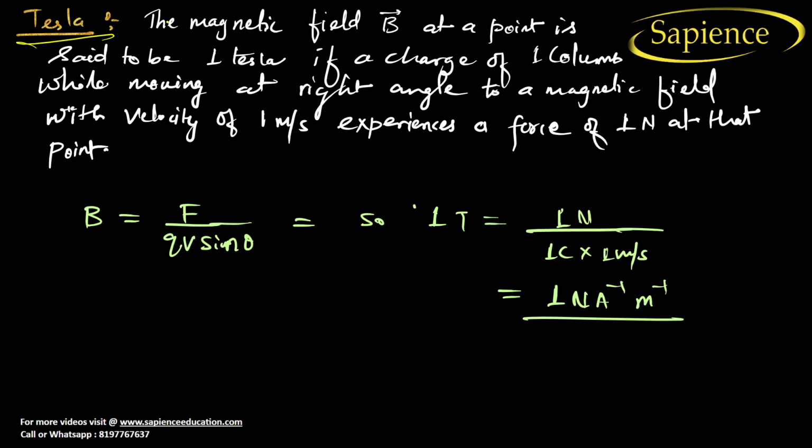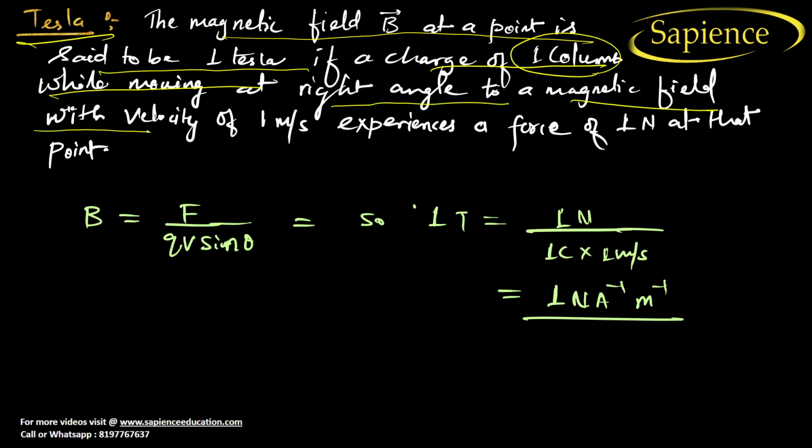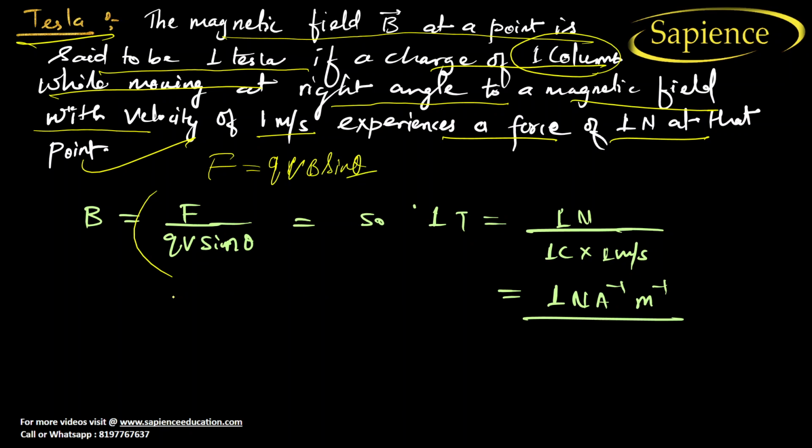Now, what is Tesla? Tesla is the unit of magnetic field. The magnetic field at a point is said to be 1 Tesla if a charge of 1 coulomb, while moving at a right angle to the magnetic field with a velocity of 1 meter per second, experiences a force of 1 Newton at that point. We have already got F is equal to qvB sin theta, right? Now from here we can say that B is equal to F by qv sin theta.